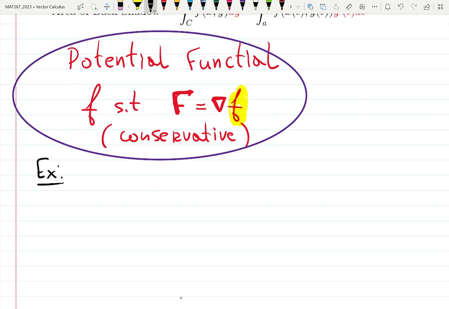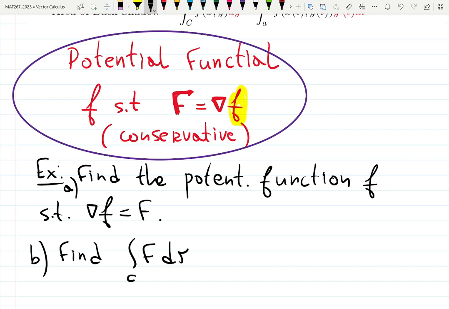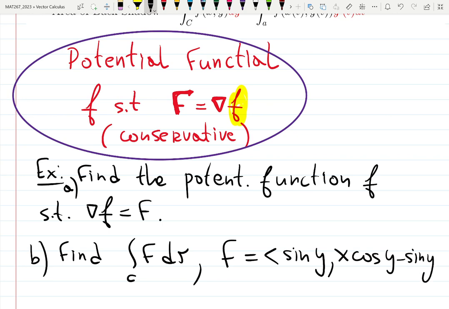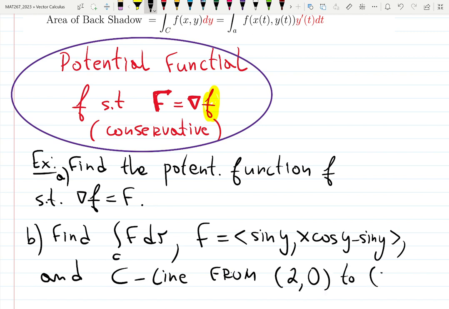Example. Find the potential function f such that when you differentiate f, it gives you capital F. That's A. And B, calculate the integral over C of F dot dr, where F is sine y, x cosine y minus sine y, and C is the line from 0 to 1 pi.